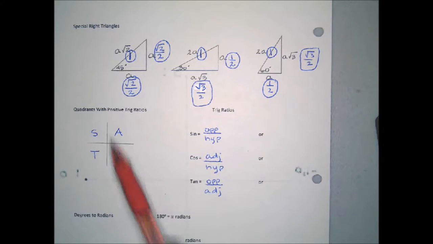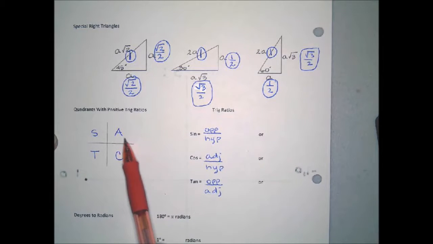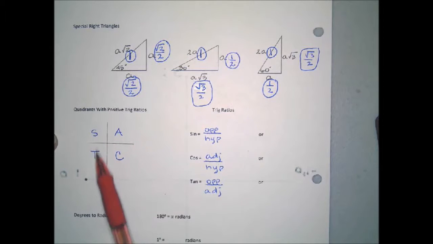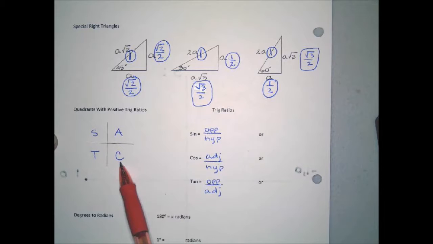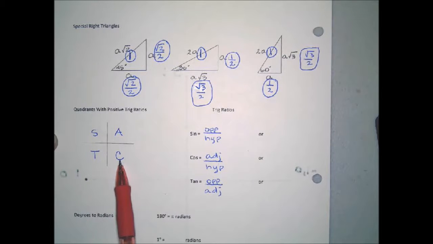Now, something else you know from prior classes, the quadrants with positive trig ratios. In the first quadrant, all trig ratios are positive. And then sine, tangent, cosine. One of the common ways to remember it is all students take calculus. That's not true, but it's one way to remember it. It's just an acronym, all students take calculus. Or actually, it's a mnemonic memory device.